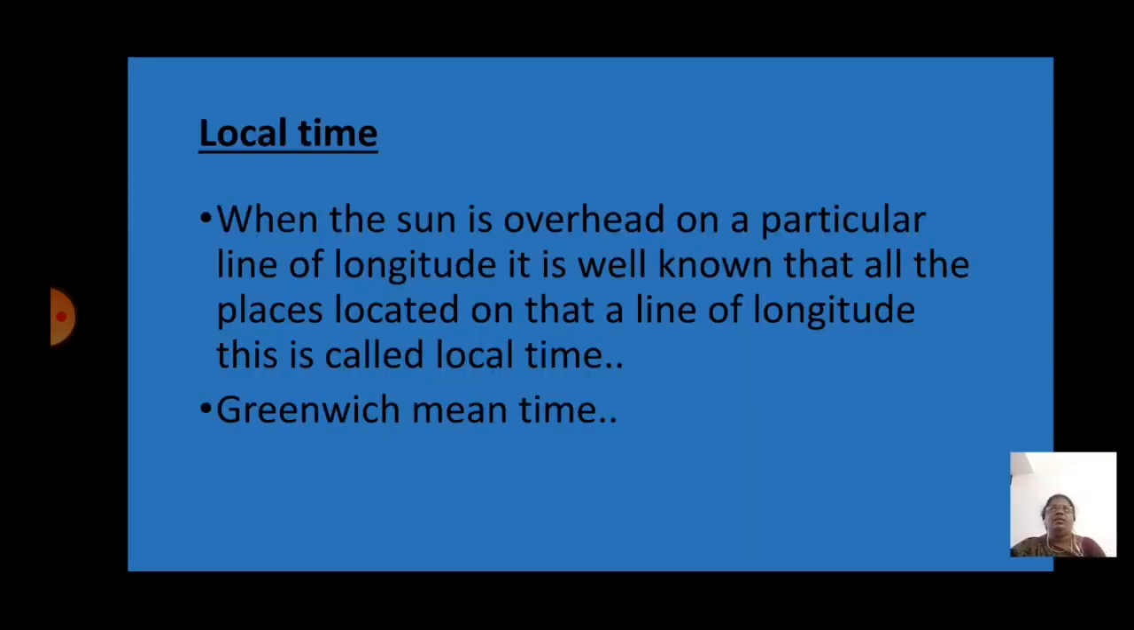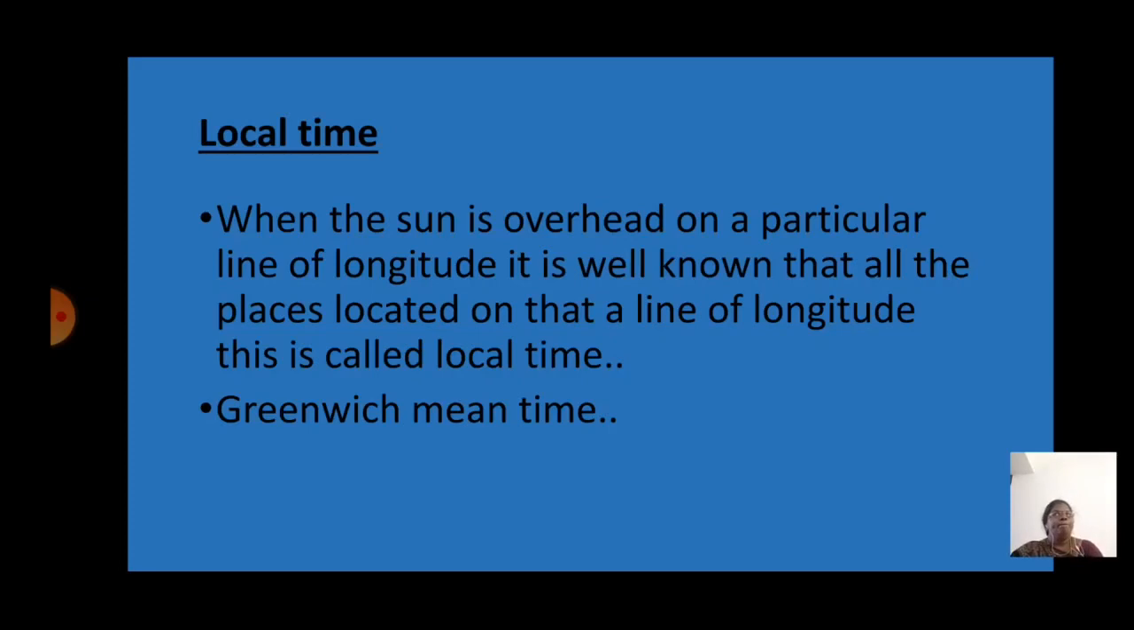Okay, and then next is about the local time. As many as 360 lines of longitude are drawn to connect the north and south poles around the Earth, 180 degrees on the eastern hemisphere and 180 degrees on the western hemisphere. Time is calculated on the basis of lines of longitude.